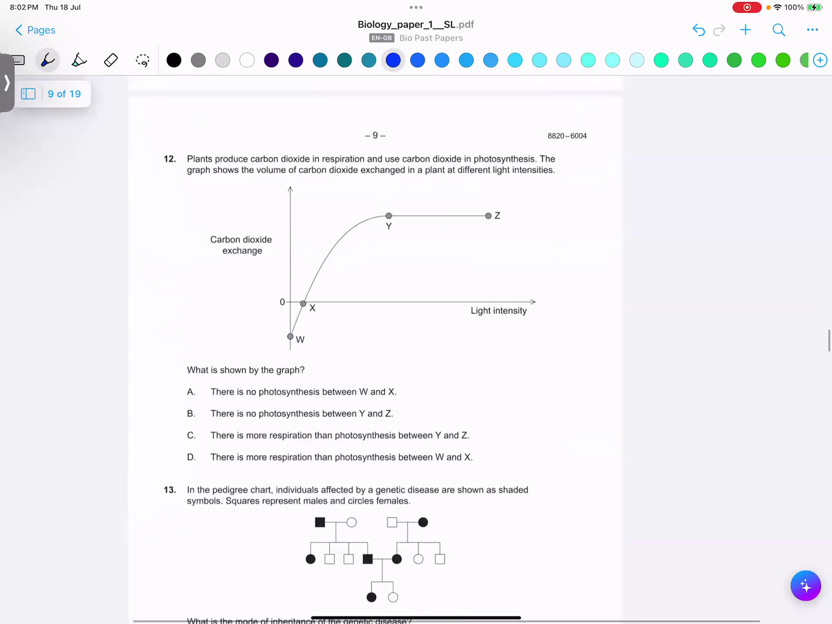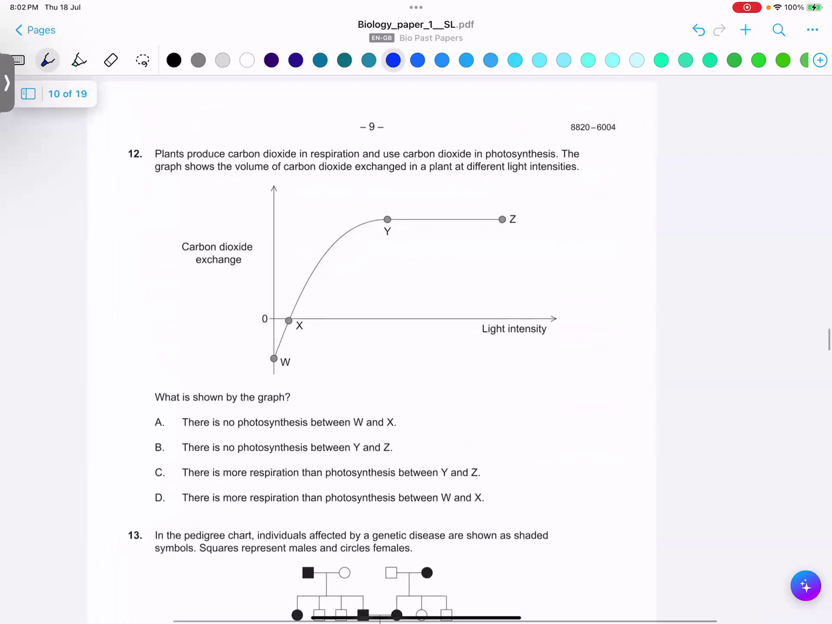Then for the next question: plants produce carbon dioxide in respiration and use carbon dioxide in photosynthesis. This is true. The graph shows the volume of carbon dioxide exchanged in plants at different light intensities. So here on the y-axis we have carbon dioxide exchange, and on the x-axis we have light intensity. Keep that in mind. So what is shown in the graph?